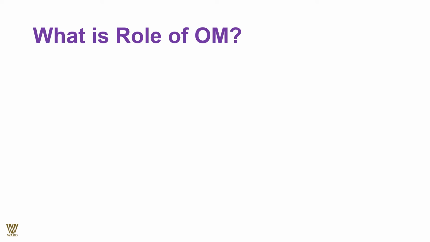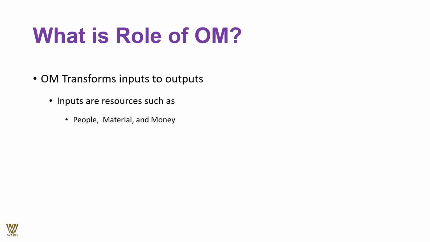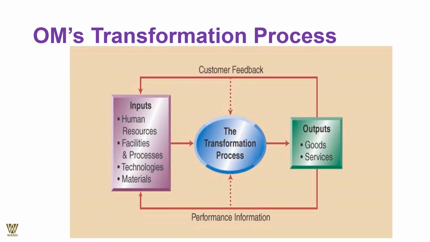So let us understand the role of operation management. Operation management essentially has the task of transforming inputs into outputs. The input can be people, material, or capital. So there are resources, be it men, material, and money, or people, material, and capital, the way you want to pronounce it. What will you do with these inputs? These inputs are to come out as finished products or services.